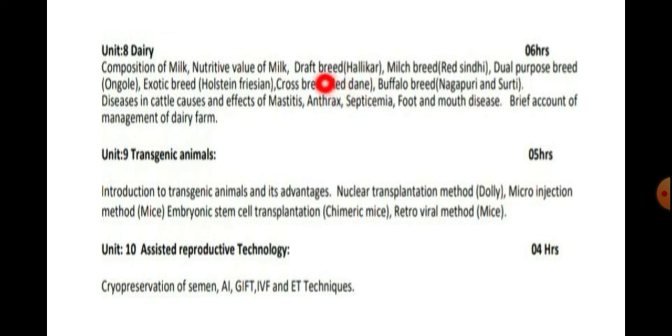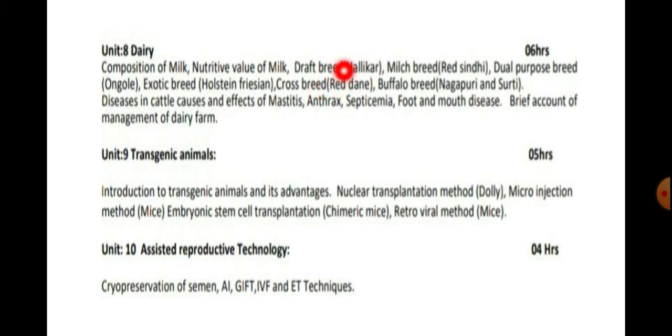You can study the draft breed called Hallikar, the milch breed called Red Sindhi, and the dual purpose breed Ongole. Exotic means foreign breeds, called Holstein Friesian, and the cross breed Red Dane. For buffalo breeds, you can also see Nagpuri and Surti. And diseases in cattle: causes and effects of mastitis, anthrax, septicemia, foot and mouth disease, and a brief account of the management of a dairy farm.